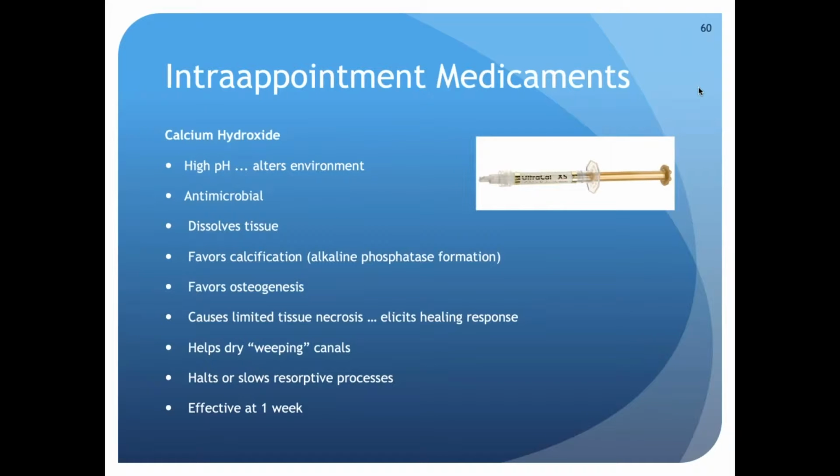And if you have a really angry tooth that you just cannot get the heme to stop and you've got to close things up, you can actually take some powdered calcium hydroxide and drop that down in the canals to help stop the bleeding. Again, when I was talking about changing the environment, if you have some kind of resorptive lesion, either internal resorption or external resorption, doing a pulpectomy and then placing calcium hydroxide can help slow that process down. And it's effective for about a week.